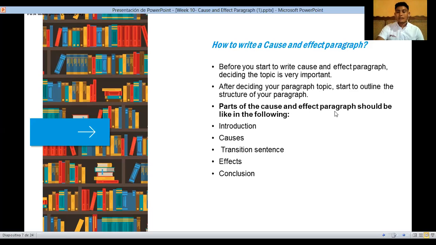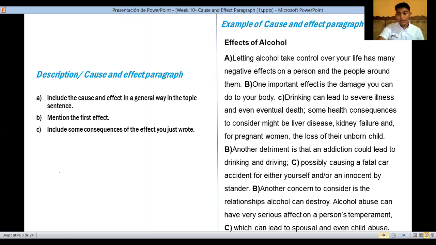The parts of the cause and effect paragraph should be like the following. Yes, we have an introduction, because we have to write a topic sentence at the beginning, and then we have two causes, and transition sentences that connect cause with effects. And then we have the conclusion. The conclusion is the summary of the paragraph. And here we have a description of cause and effect paragraphs.